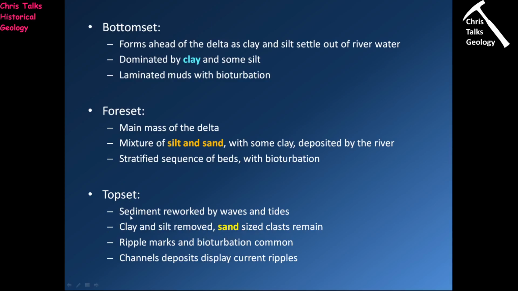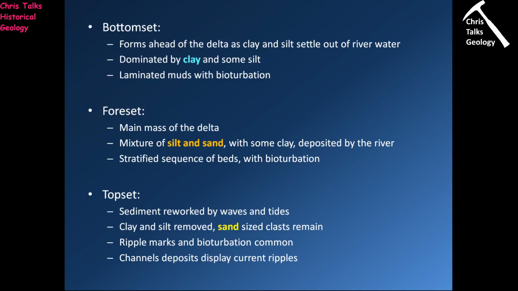Now the top set is distinct from the foreset in that it is mostly dominated by sand. Now the reason it's dominated by sand is because the top set, as the name suggests, is the top part of the delta package. That means it's exposed to the action of waves and tides. And so what will happen is the very fine material, your silts and clays, will naturally be stripped away and pulled out to sea by the waves and by the tides. This means the sand gets left behind.